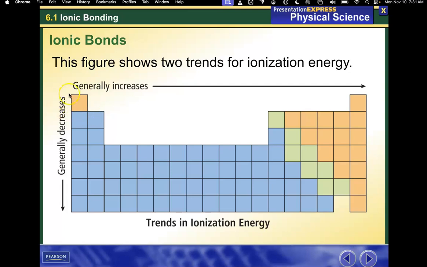So here's ionization energy. As we go across, it increases. As we go down, it decreases. So over here, they want to get rid of electrons, and over here, they want to keep their electrons.